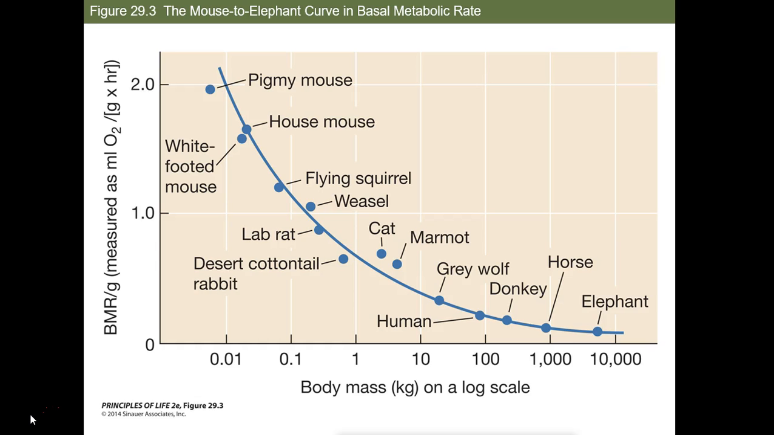The graph on this slide shows the scaling relationship between basal metabolic rate and body mass. We see that larger animals such as a horse or elephant have lower BMR per gram of body weight than a lab rat or pygmy mouse. However, this also means that smaller animals require more food per body weight as they consume oxygen at a higher rate.